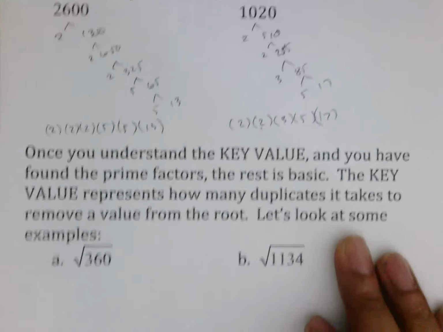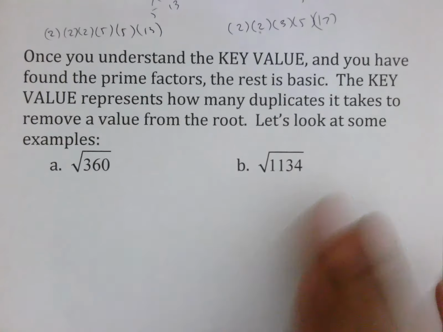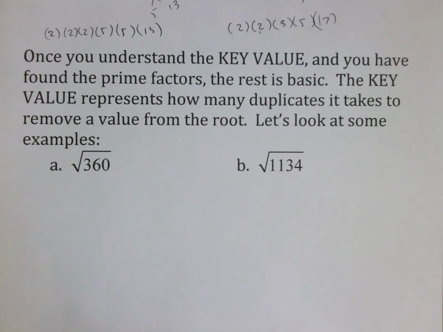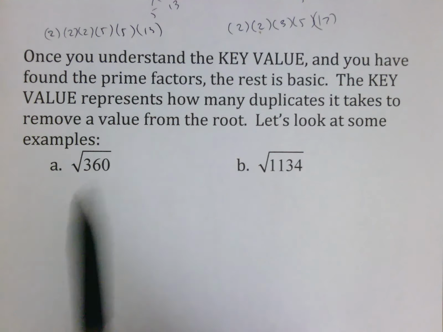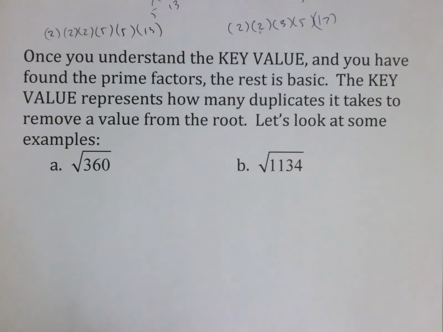Once you understand the key value and you have found the prime factors, the rest is very basic. The key value represents how many duplicates or how many sets it takes to remove a value from the root. Pretty much what I like to do is I like to imagine the square root as a gate, or a jail, or some sort of containment. And the only way you can get out of that containment is if you have a certain number of duplicates.